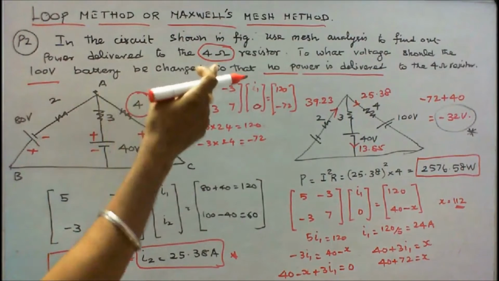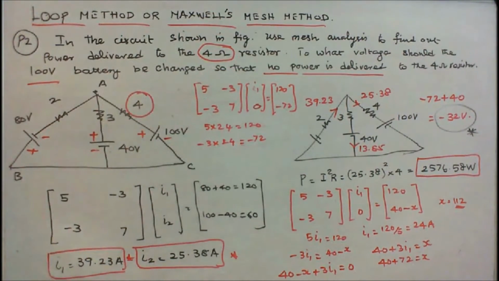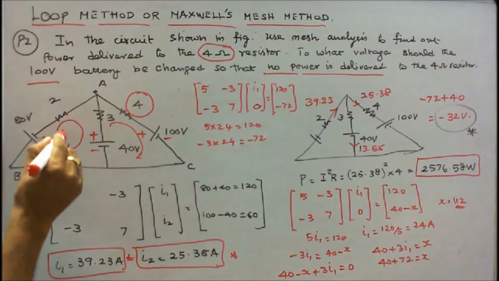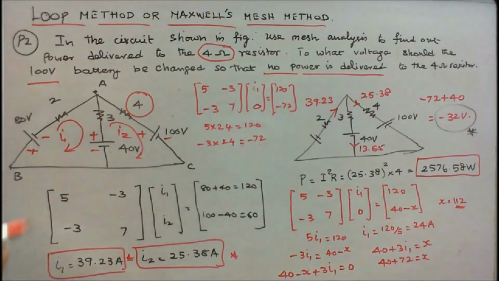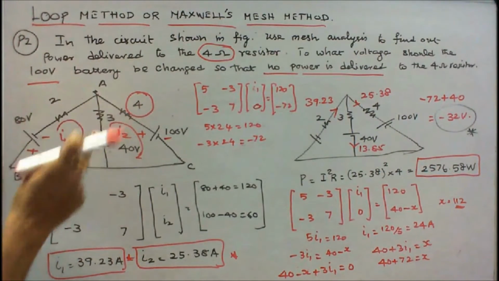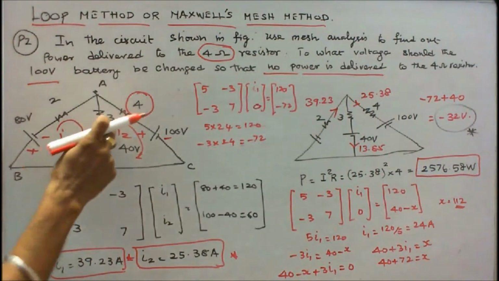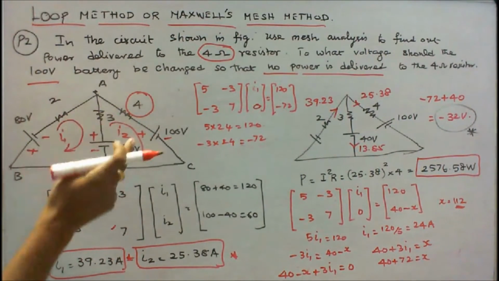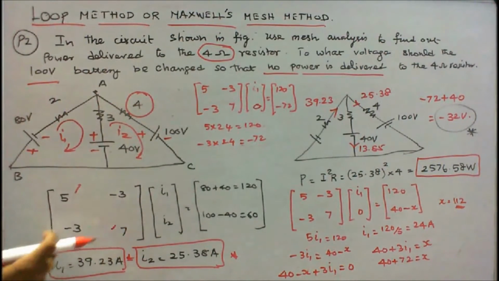First I have to find power delivered to the 4 ohm resistor. There are 2 loops. This is loop 1, this is loop 2. This is I1, this is I2. I can form the Maxwell's mesh matrix. The diagonal elements are 2 plus 3, that is equal to 5. Here 3 plus 4, that is equal to 7. 3 ohm resistor is common to 1 and 2. The direction is minus 3.